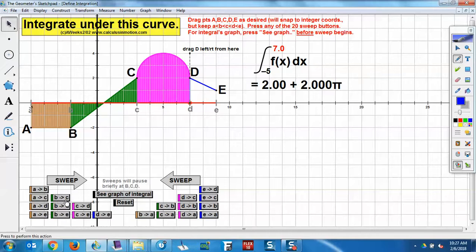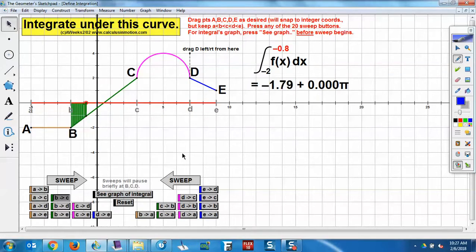Okay, another interesting one to look at is from B to C. What do you suppose this area is going to be? Just going to be 0. The positive and the negative is going to cancel each other out. And so that area actually counts as a 0.